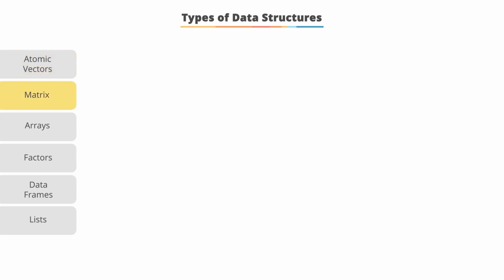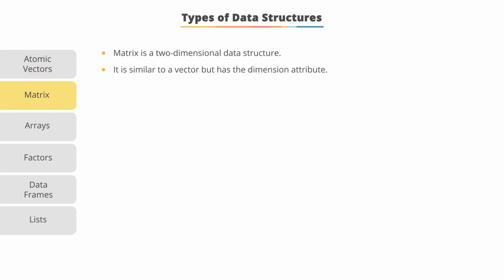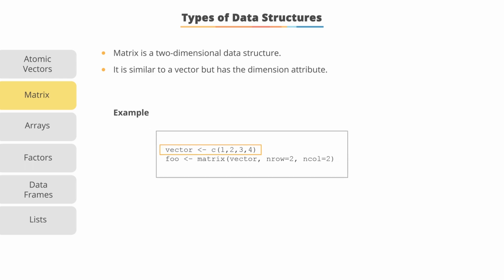The second type of data structure is a matrix. It's a two-dimensional data structure. It's similar to a vector, but it has a dimension. Again, everything has to be the same class: numeric, integer, character, logical. In this vector, we're putting together 1, 2, 3, and 4. But let's say we want to convert that vector into a matrix called foo. So we're taking that vector input, and we're specifying that we want 2 rows, nrow, and 2 columns, ncol. And so what foo will return is 1, 2, 3, 4, but in matrix form, a 2 by 2 matrix.